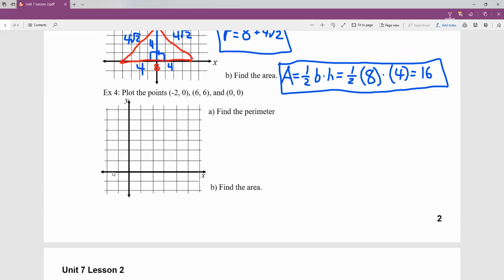All right. So let's plot these 3 points. -2, 0 is going to be right here. 6, 6. 1, 2, 3, 4, 5, 6. And up 6. 2, 3, 4, 5, 6. It's going to be right there. And then 0, 0 is going to be right here. All right. Ooh, this is looking like a weird little triangle. So I'm going to connect these dots.